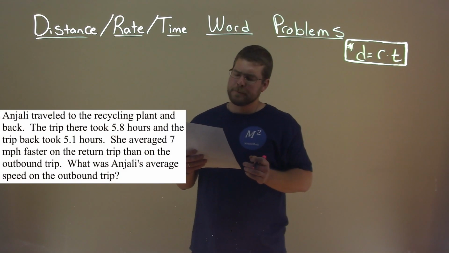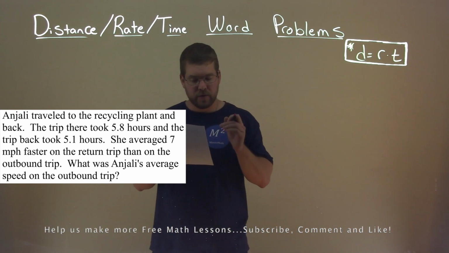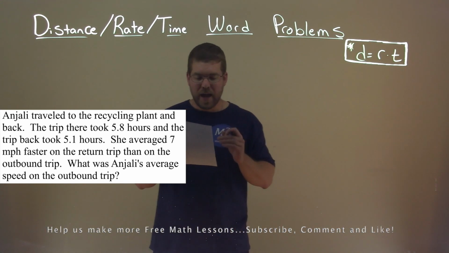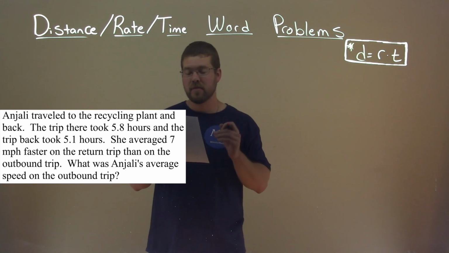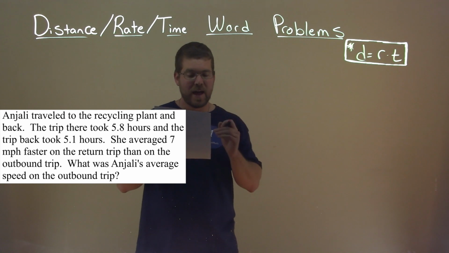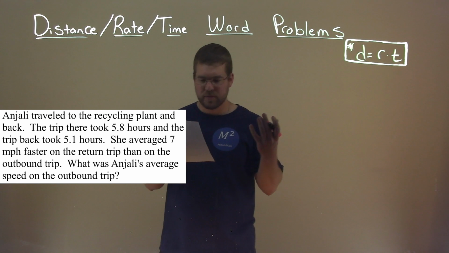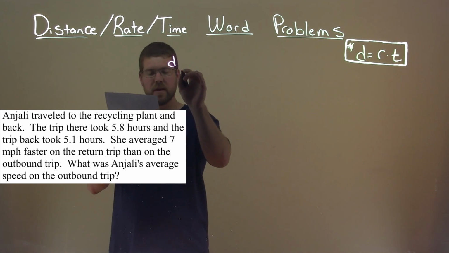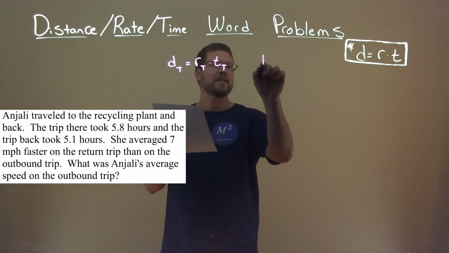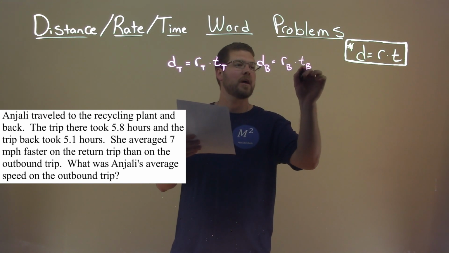We're given this problem right here. Anjali traveled to the recycling plant and back. The trip there took 5.8 hours, and the trip back took 5.1 hours. She averaged 7 miles per hour faster on the return trip than on the outbound trip. What was Anjali's average speed on the outbound trip? So we know this is distance equals rate times time. Let's break it down: distance there is equal to the rate there times the time there. And the distance back is equal to the rate back times the time coming back.